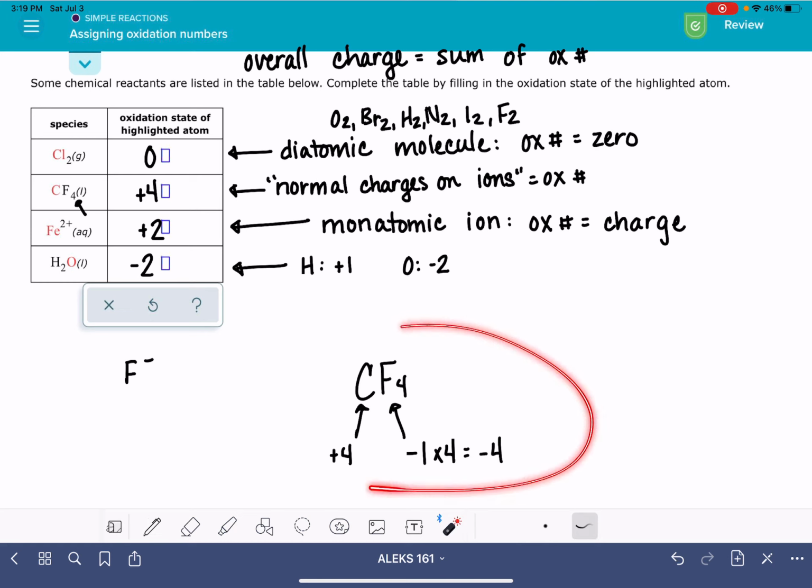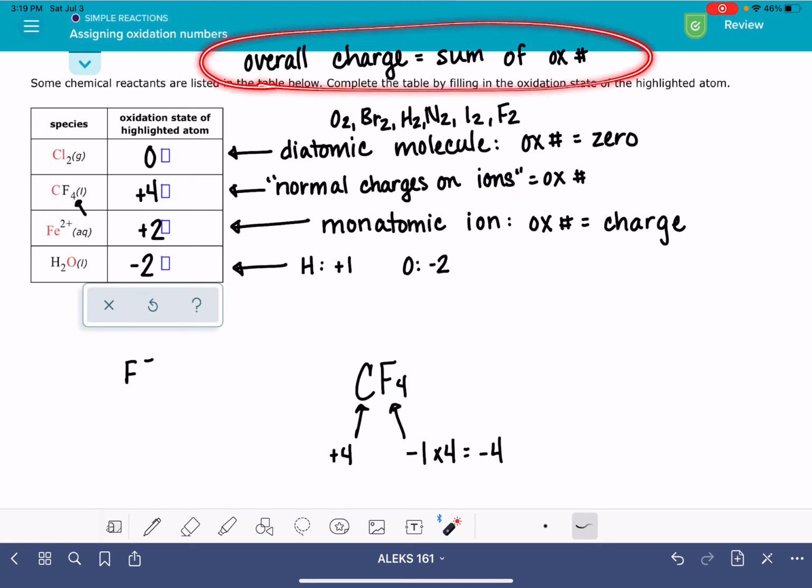This is definitely the weirdest scenario that you're going to encounter when you're assigning oxidation numbers, but you can just keep in mind that if any of the atoms are atoms that would normally ionize, you can use that normal ion with its normal charge to make an assumption about the oxidation number, and then follow that up with this guideline that the oxidation numbers will always add up to the overall charge.